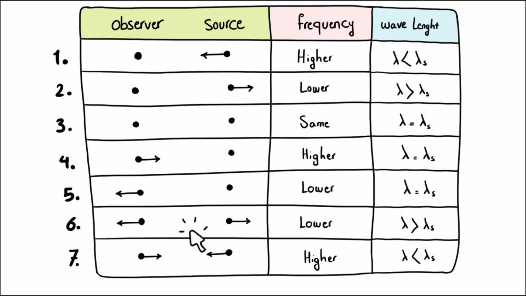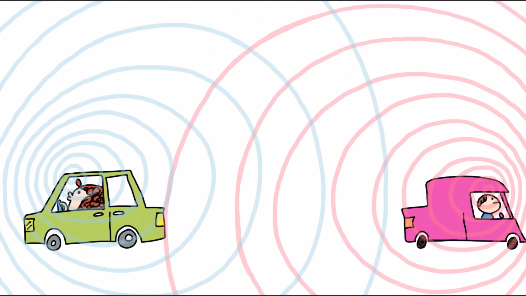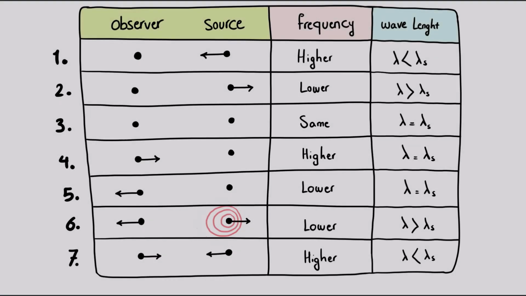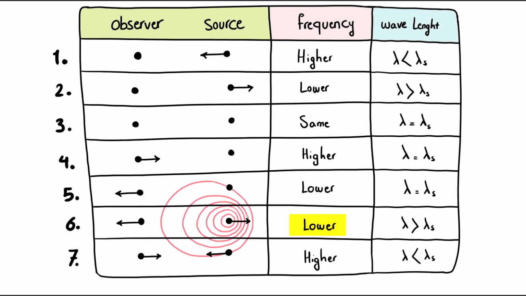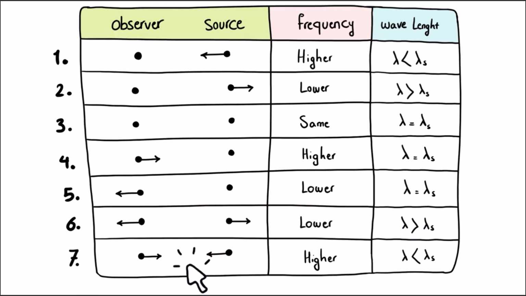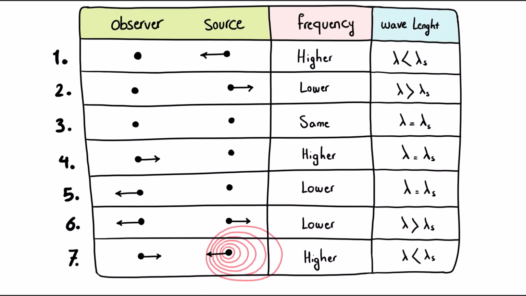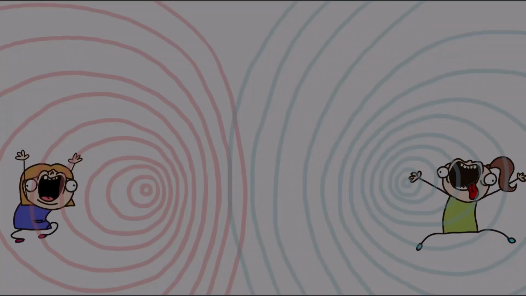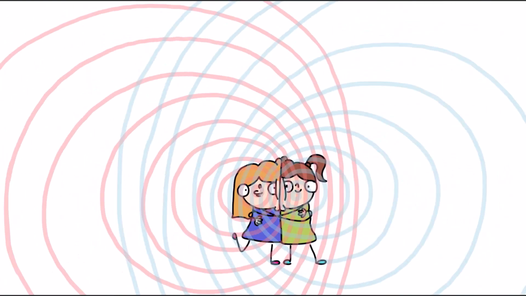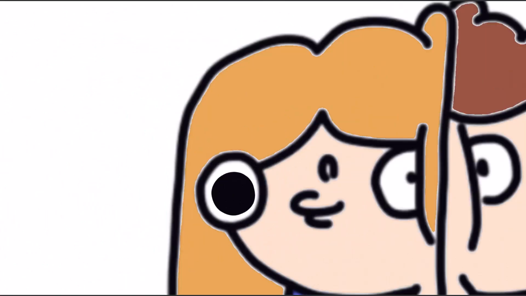Case 6. The source and the observer are moving away from each other. Frequency decreases. Wavelength behind the source becomes longer. Case 7. Observer and source are moving towards each other. Frequency increases strongly. Wavelength in front of the source becomes shorter. When both move towards each other, the effect is even stronger.